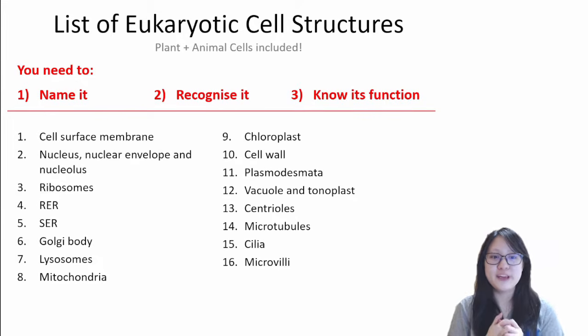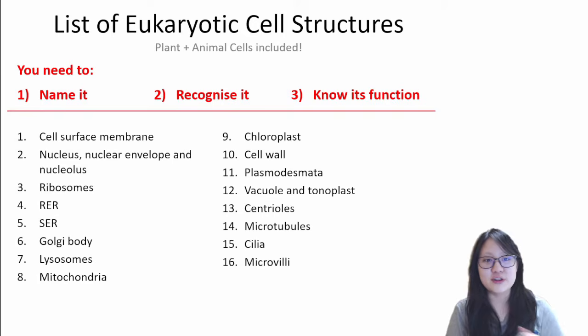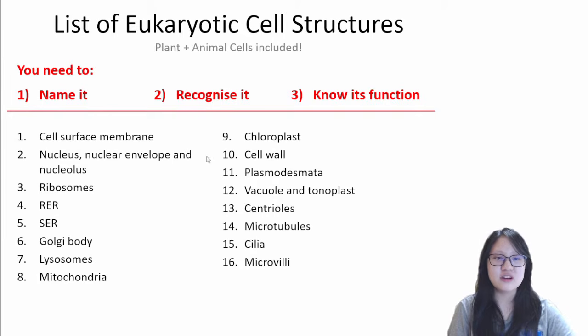Now, we have already covered 9 different cell structures in the previous class. So let's go ahead and cover the remaining 7. But before we start, I just want to remind you that we need to do 3 things. Number 1, name it. Number 2, recognize it. Number 3, we should know its function. This is the main point of this particular chapter.